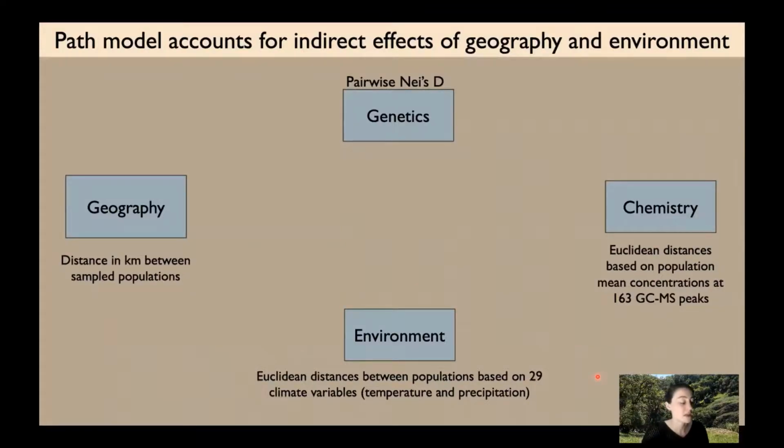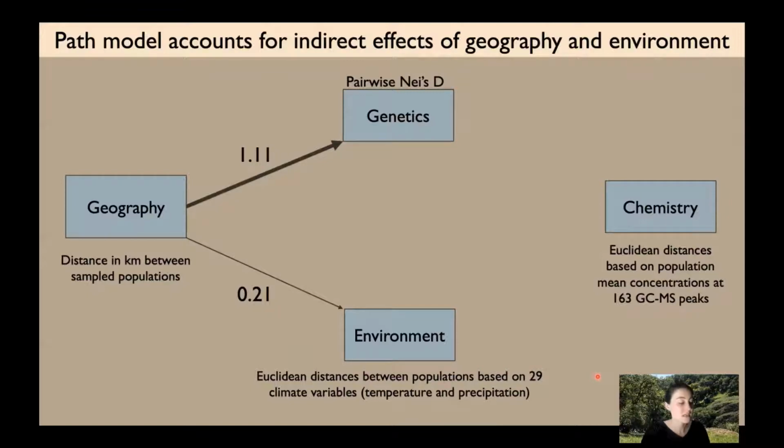Finally, to identify the major drivers of phytochemical similarity across the landscape, I utilized a Bayesian distance-based structural equation model incorporating geographic, genetic, and environmental distances as direct and indirect predictors of phytochemical distance. I can discuss this model further after my talk if anyone is interested, but to briefly summarize the results, I found that geographic distance strongly predicts genetic distance among populations and weakly predicts environmental distance across the landscape.